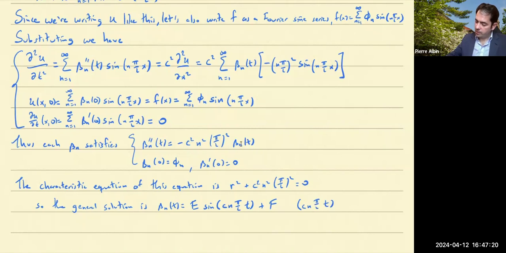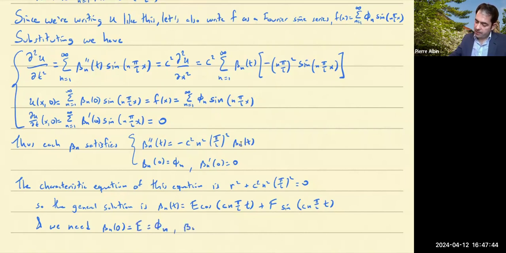Actually, we usually put them in the opposite order. Let's do that. So first cosine and then sine. Doesn't matter, but let's do that. And we need beta n of 0, right? So if we plug in t equal to 0, then sine of 0 is 0, cosine of 0 is 1, so we get E. That should be equal to phi n.